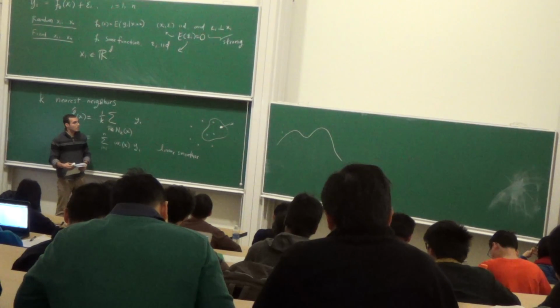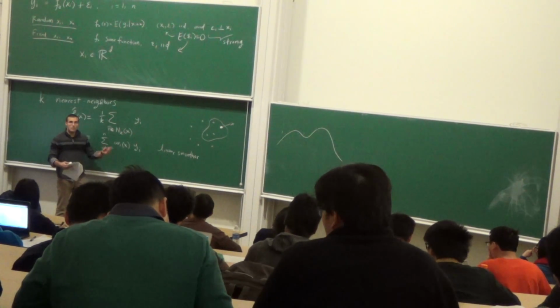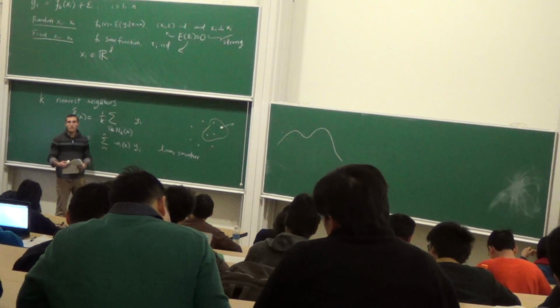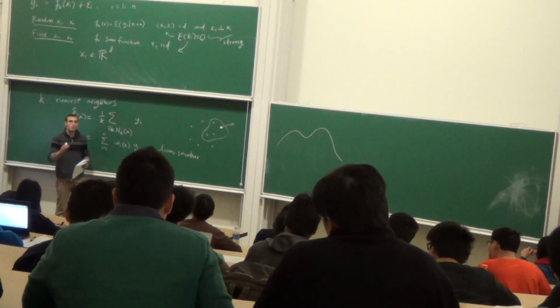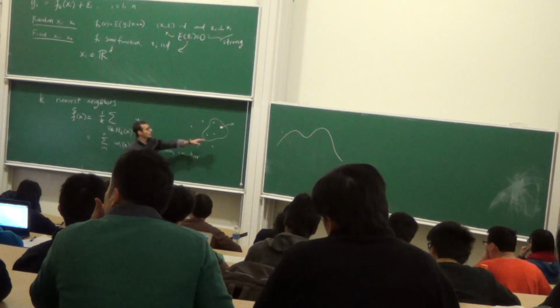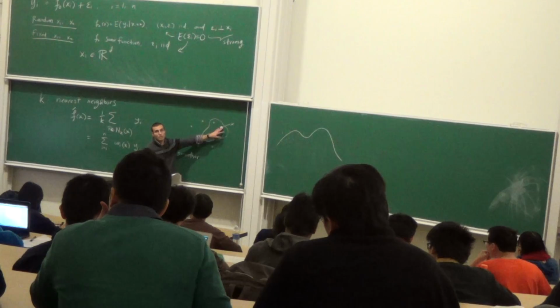And when k is small, so we want to make the fit more adaptive, it tends to be very, very jagged, right? Because those local neighborhoods will change a lot as we move around this input point x where we want to make the prediction.